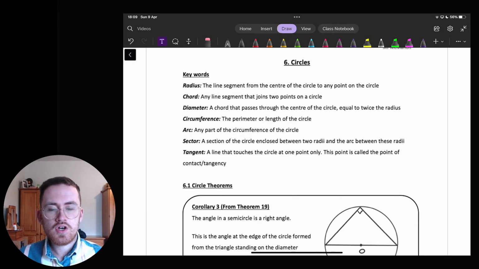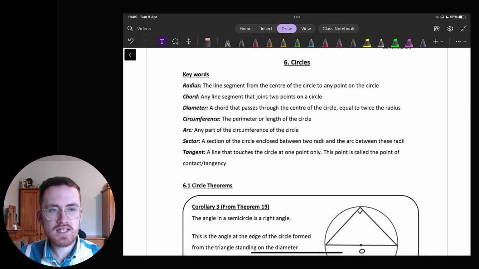Okay, so we're going to finish off with some circles and some circle rules and circle theorems. So looking at some keywords, again, most of these should be fairly familiar to us. Radius, obviously the line from the center to any point in the circle. A chord is any line segment that joins 2 points in a circle. The diameter then is the chord that goes through the center. So we can be familiar with what the diameter is.